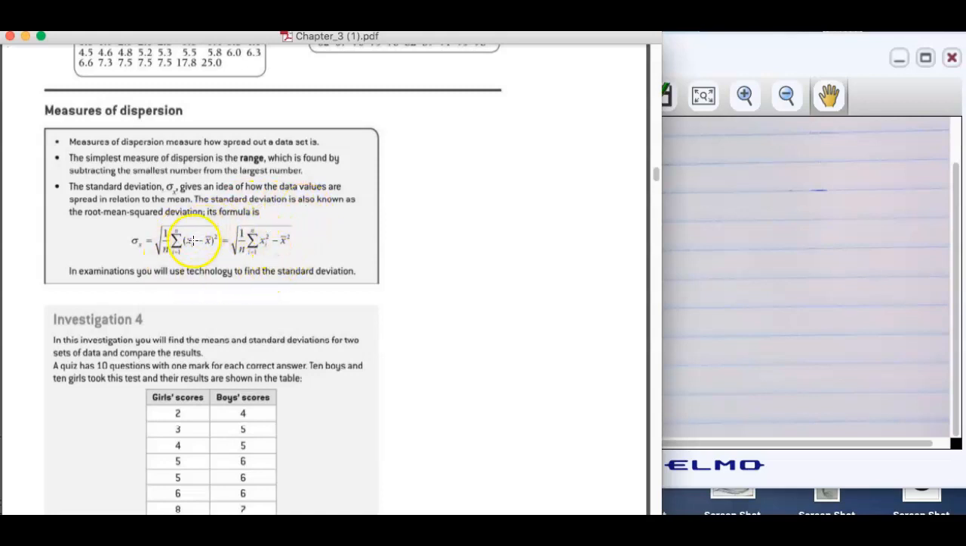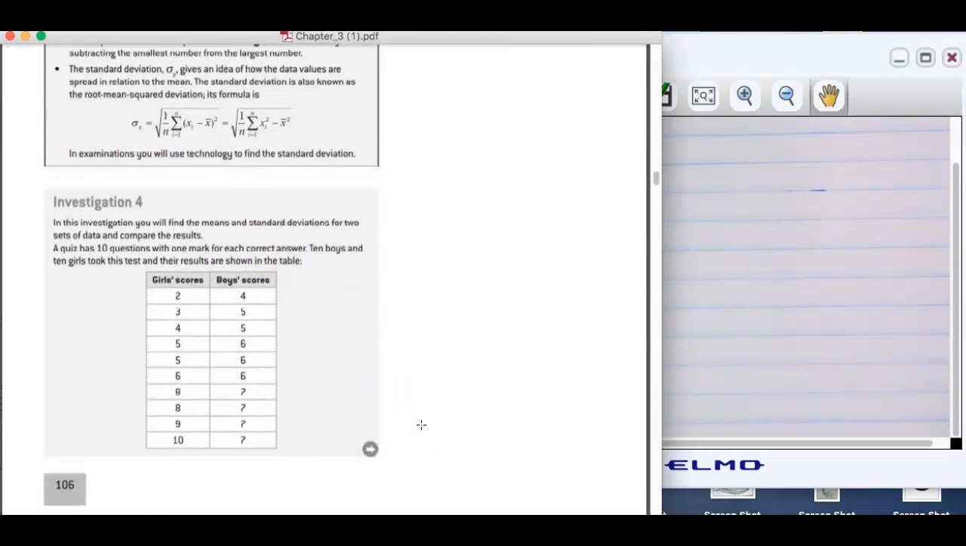We have this formula here. It looks a little bit scary, but most of the time we will use this with technology. You will not have to calculate standard deviation by hand. So if you see this in examinations, you will use technology. So basically anywhere outside of maybe your IA, if you use statistics, outside of that, you will not have to do any of this by hand. So I'll get you started and show you what that would look like.